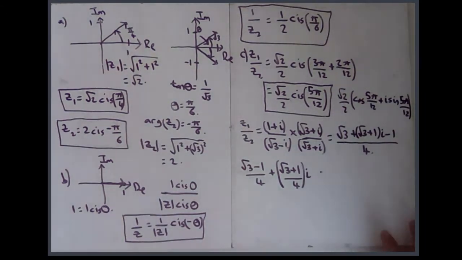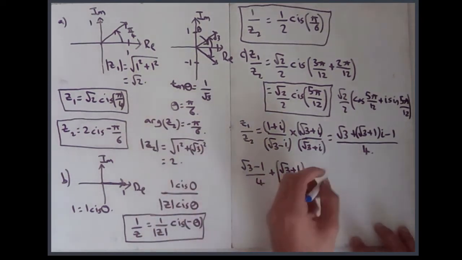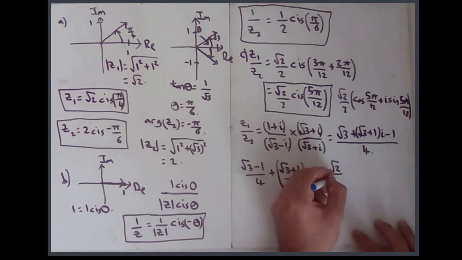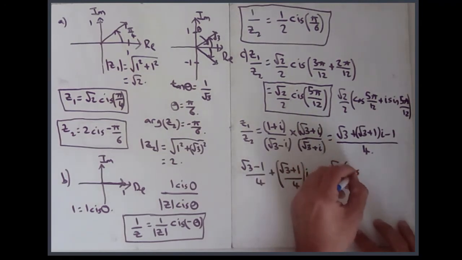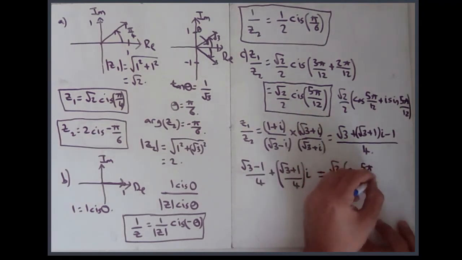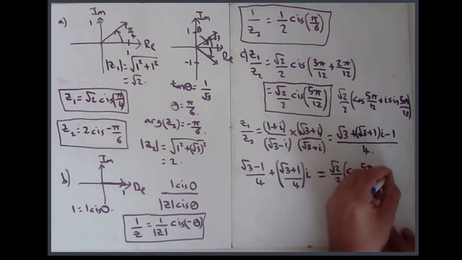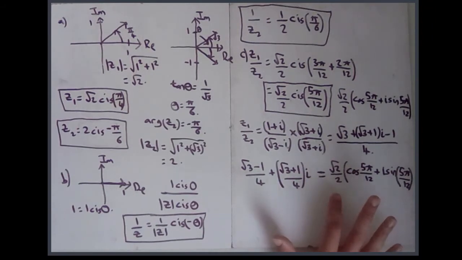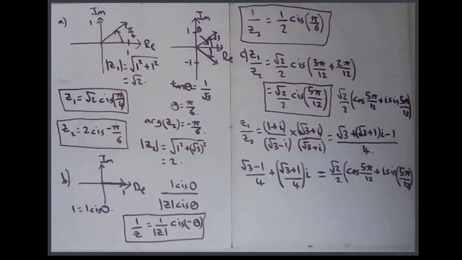Okay, and now I'm going to set this equal to the Z1 over Z2 found in polar form. So that can be equal to root 2 over 2 cos 5 pi by 12 plus I sine 5 pi by 12, okay? So once you've got that, if we just get rid of this root 2 over 2, we're basically multiplying through by its reciprocal.